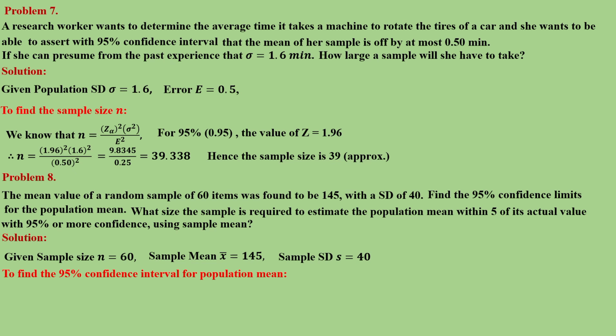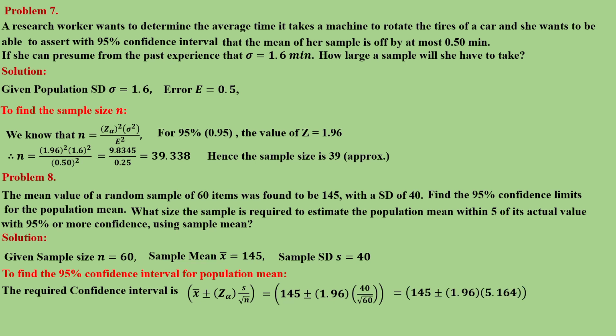Next line, to find the 95% confidence interval for the population mean, that is the first question, right? So the required confidence interval, we are writing the formula, x bar plus or minus z alpha into s by root n. Substituting the values, 145 plus or minus 1.96 into 40 by root 60. So 145 plus or minus 1.96 into 5.164. So we are getting 145 plus or minus 10.121.